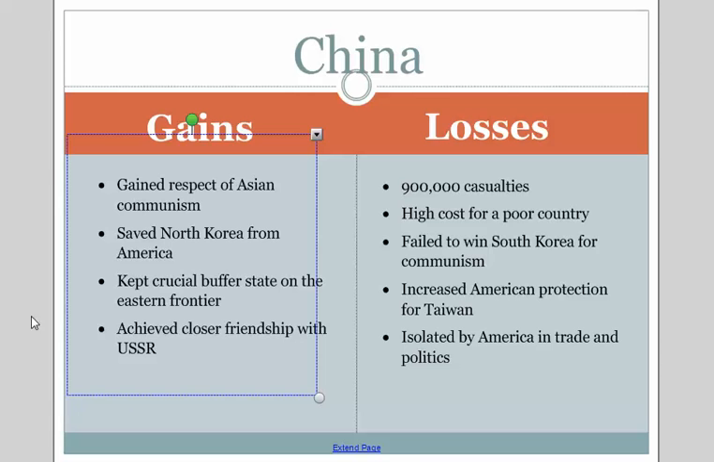Then we want to look at China and their successes. So their gains: respect of Asian communism. They were willing to help. Saved North Korea from America, allowed North Korea to be communist and to be independent. America, the evil America, wasn't going to take them over. Kept a buffer state. Remember we talked about the satellite nations for the Soviet Union? Well, China wants those as well, and this is one of them. North Korea is a buffer state for China.